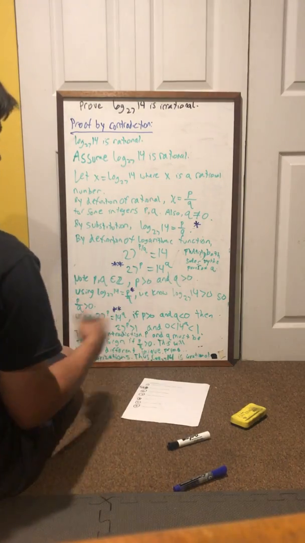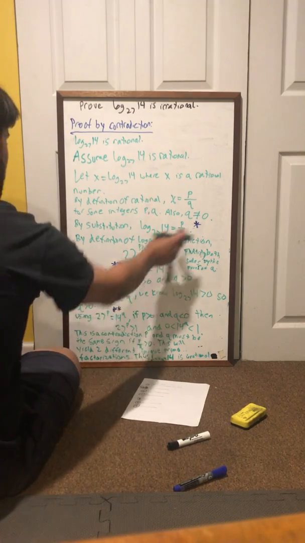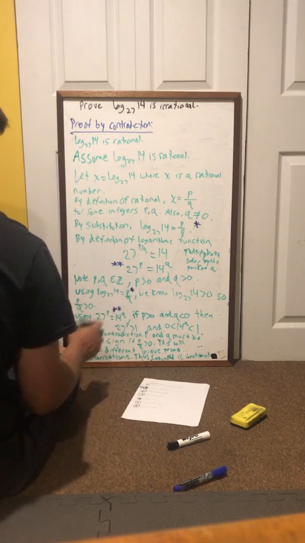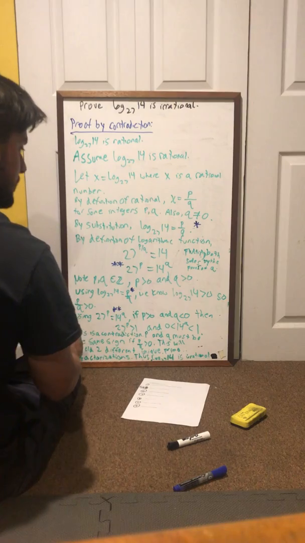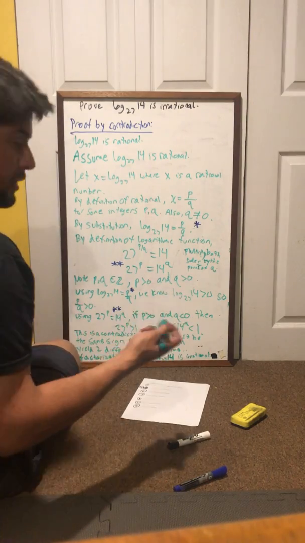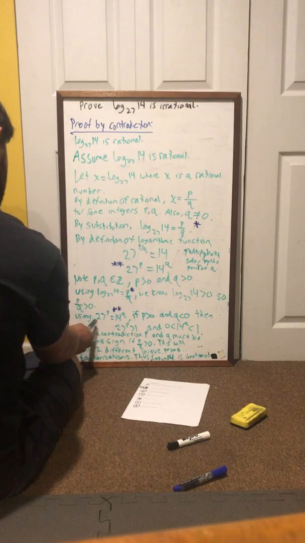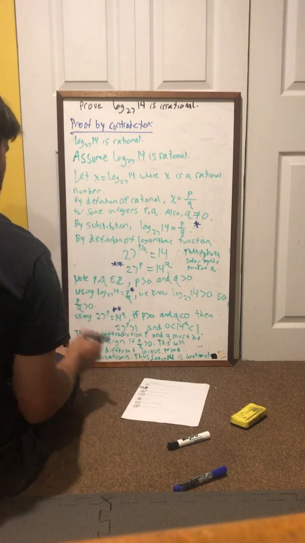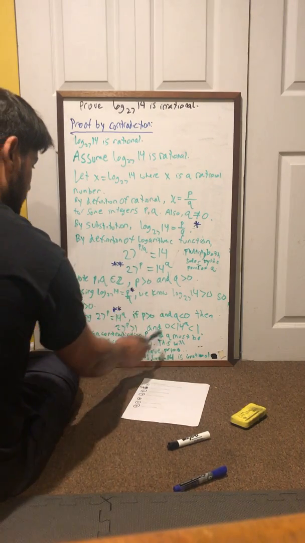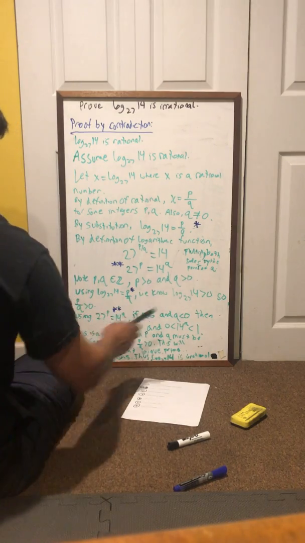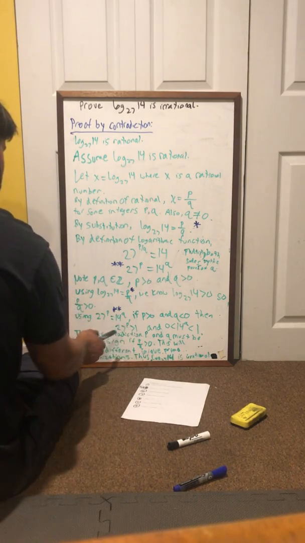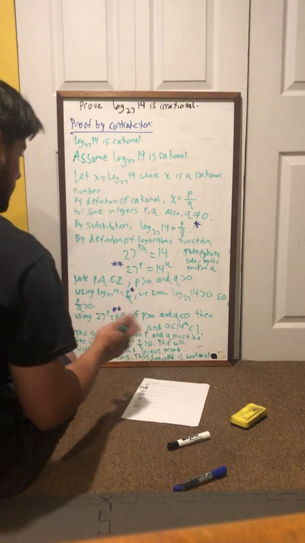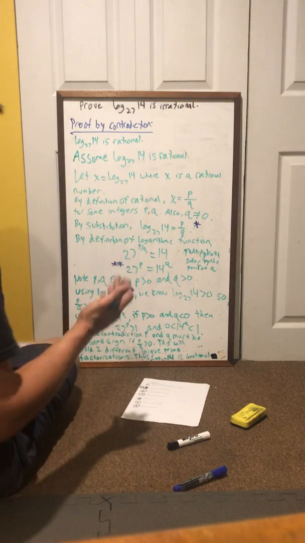P is greater than 0 and q is greater than 0. Using, again, the star, log base 27 of 14 equals p over q. We know log base 27 of 14 is greater than 0, so p over q is then greater than 0. Using 27 to the power of p equals 14 to the power of q, if p is greater than 0 and q is less than 0, our contradiction, then 27 to the power of p is greater than 1, and 0 is less than 14 to the power of q less than 1. This is a contradiction.